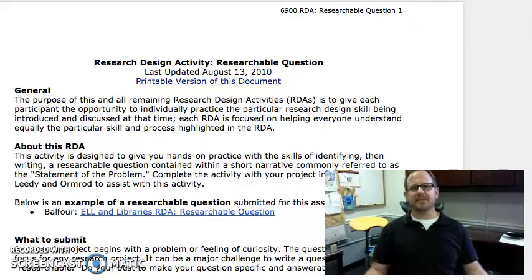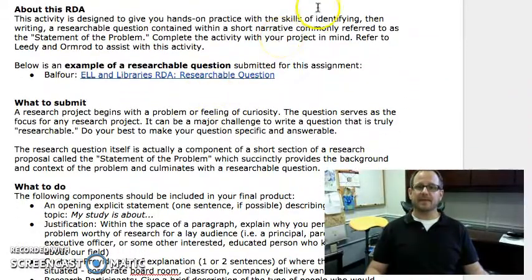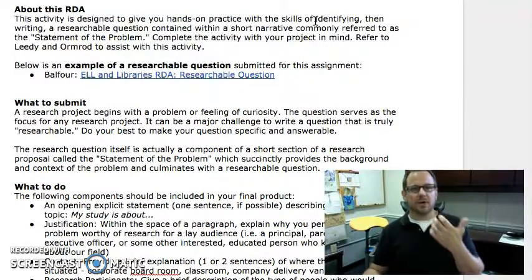Welcome. I wanted to take a minute to go through briefly some of the highlights of the research design activity that focuses on you articulating your research question for Edit 6900. So if you look on the course calendar, there'll be a link to this. It'll also be in our learning management system. If you look, this activity is really focused on giving you practice with identifying, then writing a researchable question with a short narrative that explains what the problem is that you're trying to address.